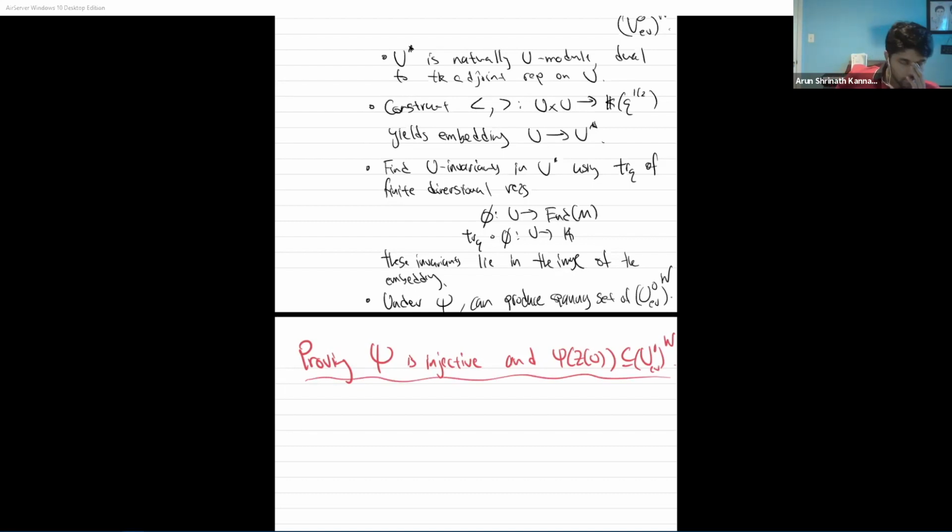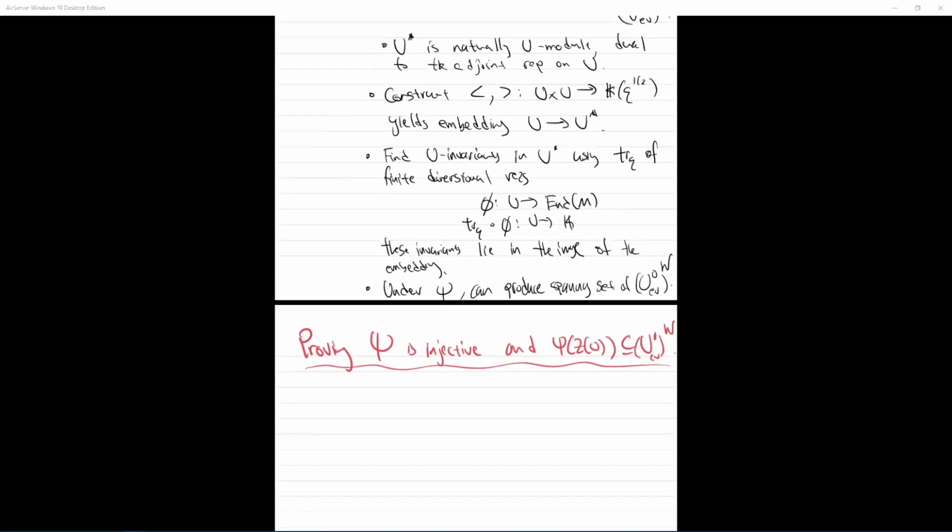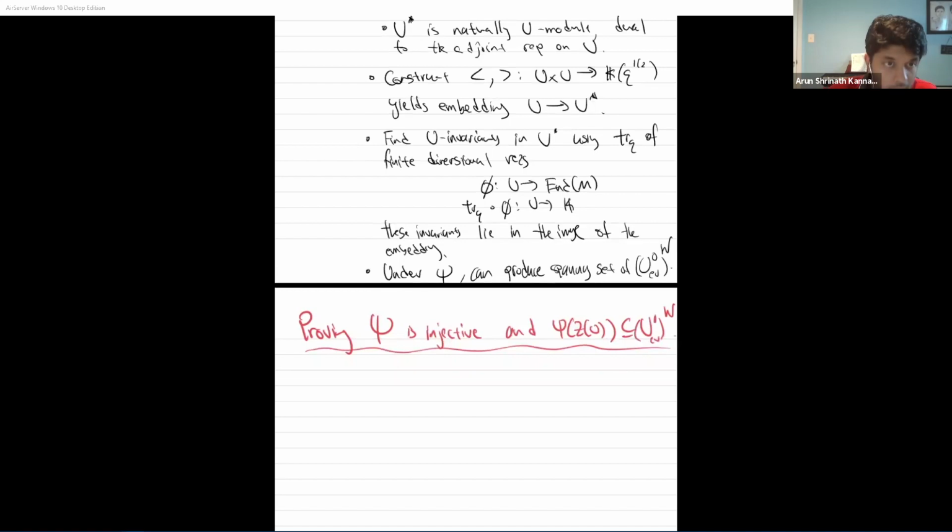So the first thing we're going to do is, as I said, show this injectivity and that the image is in this space here. So let's just recall what a Verma module is. So recall the type 1 Verma module.